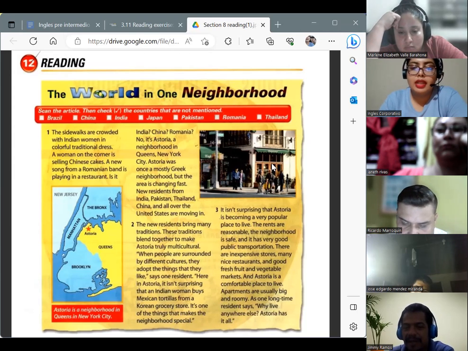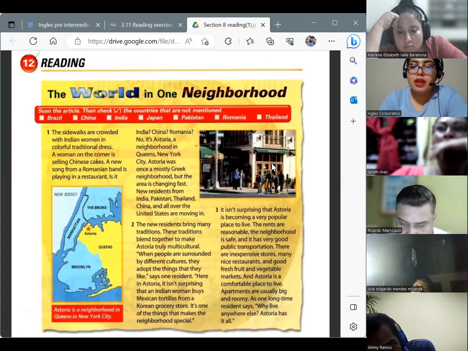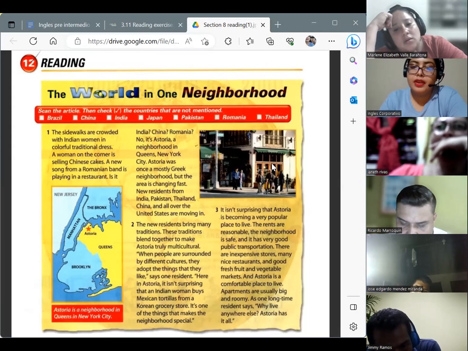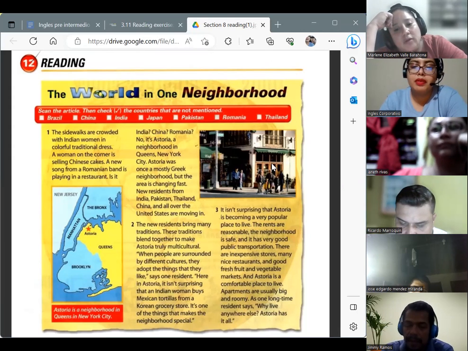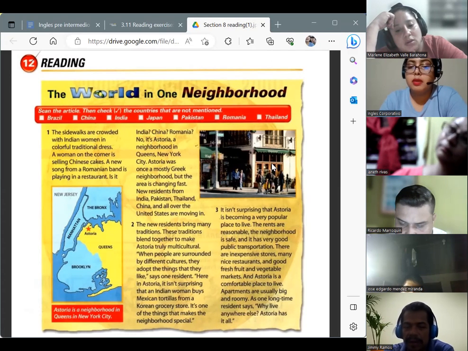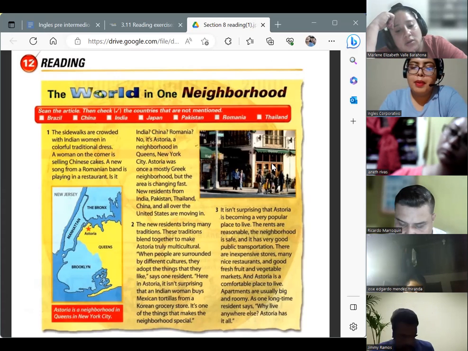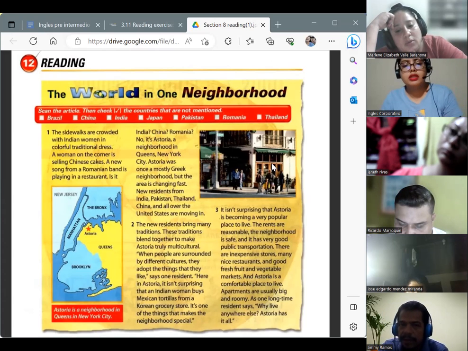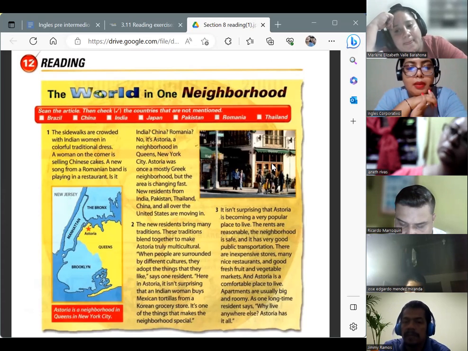It isn't surprising that Astoria is becoming a very popular place to live. Rents are reasonable, the neighborhood is safe, and it has very good public transportation. There are inexpensive stores, many nice restaurants, and good fresh fruit and vegetable markets. And Astoria is a comfortable place to live. Apartments are usually big and roomy. As one longtime resident says, why live anywhere else? Astoria has it all.